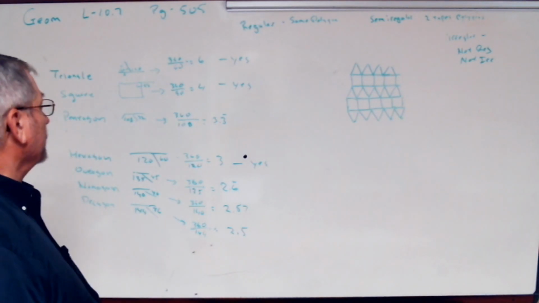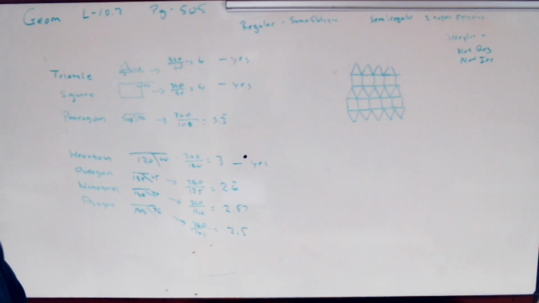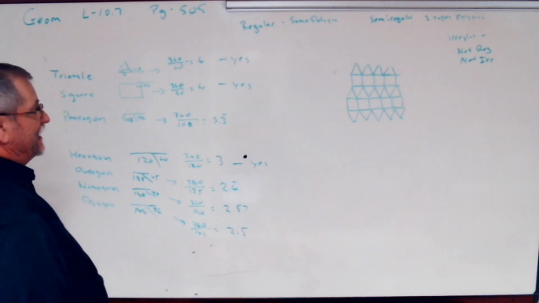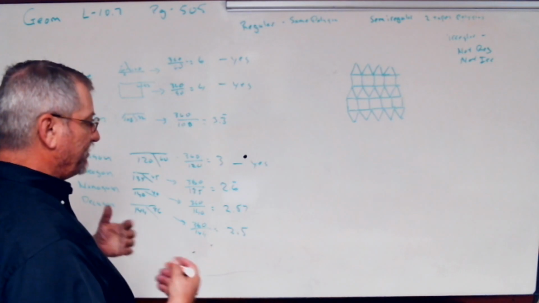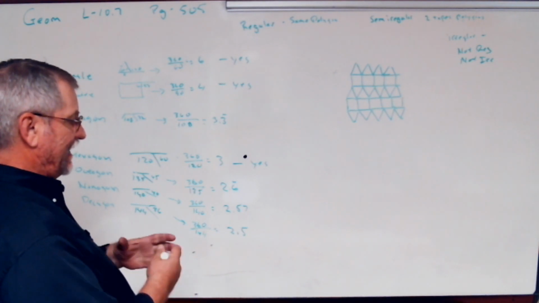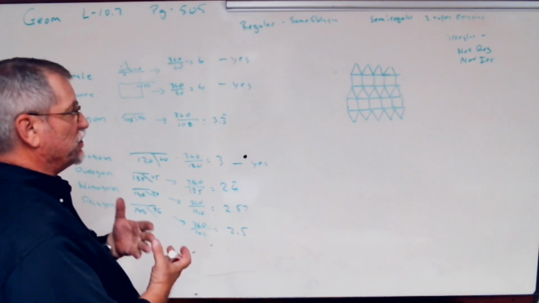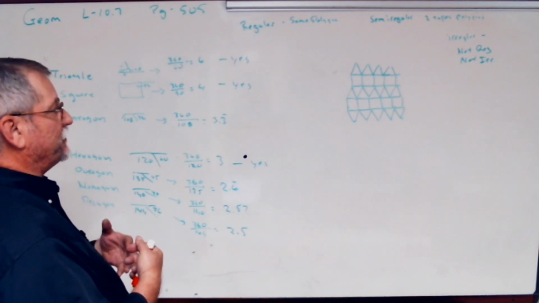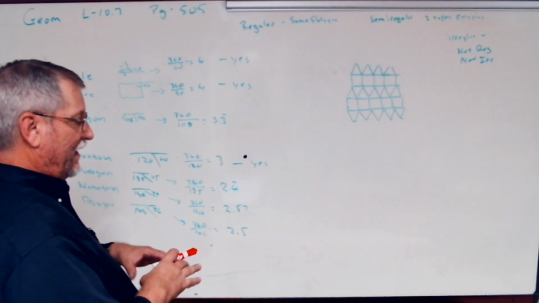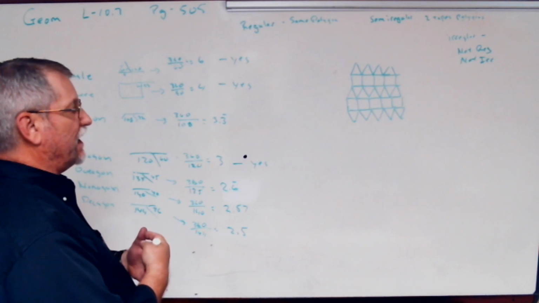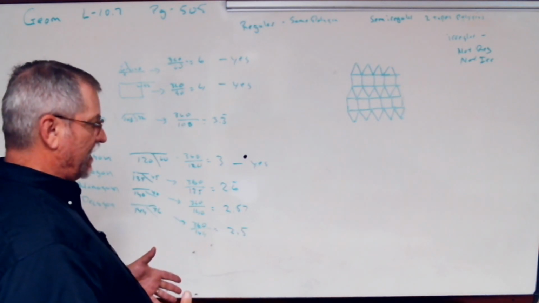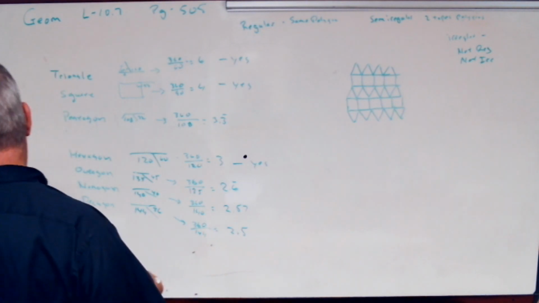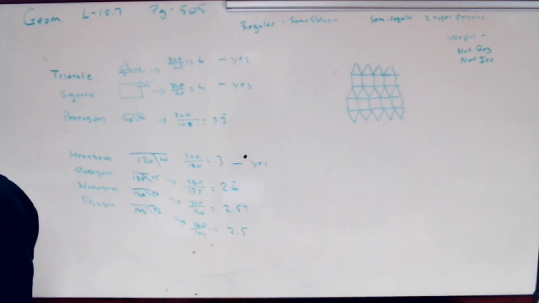Geometry 10.7, page 505. These are called tessellations. What a wonderful word, tessellations. If you look at the pictures in this book, it's taking polygon shapes and putting them together to form a pattern that continues and covers up every piece of the area being covered. Okay?